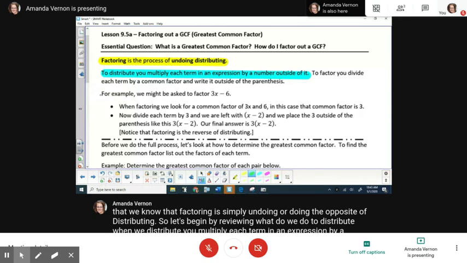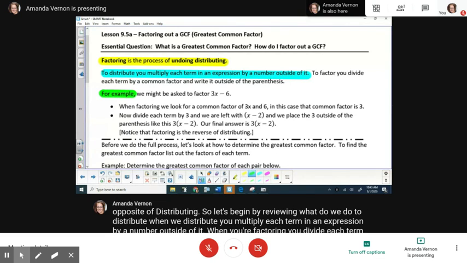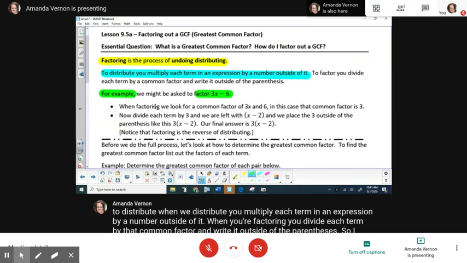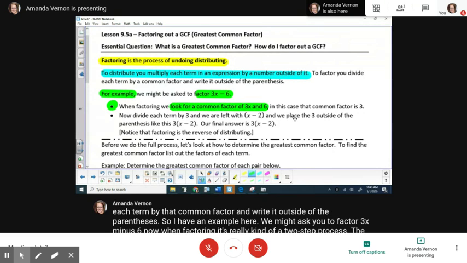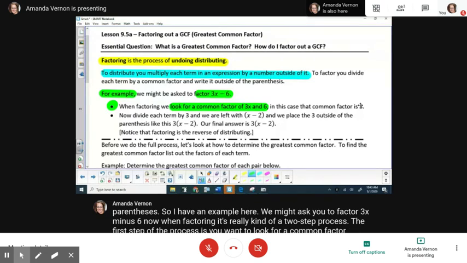So I have an example here. We might ask you to factor 3x minus 6. Now, when factoring, it's really kind of a two-step process. The first step of the process is you want to look for a common factor between the terms. In this case, our terms are 3x and 6. The common factor between 3x and 6 is 3.